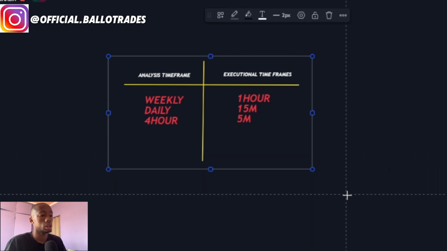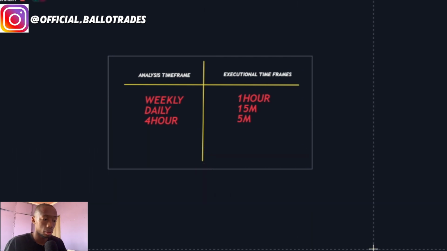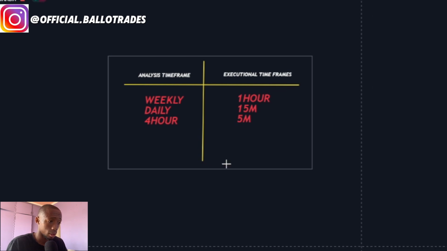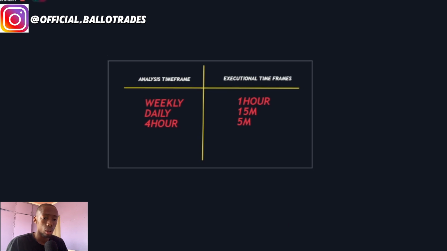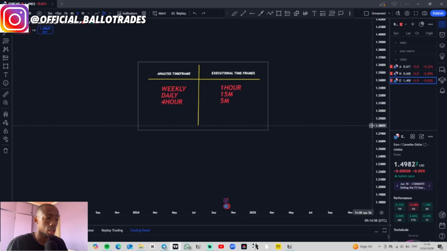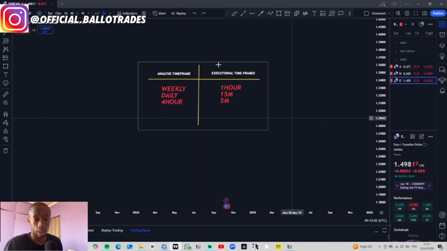These are the only 6 time frames you use in the Falcon system. So if you want to screenshot this, you might do so. And yeah, I'm going to explain what we do on each time frame.